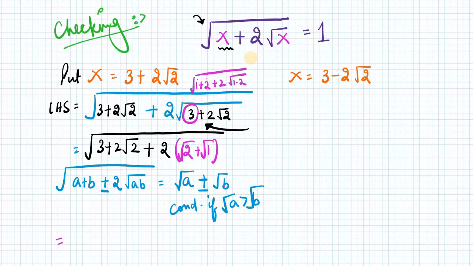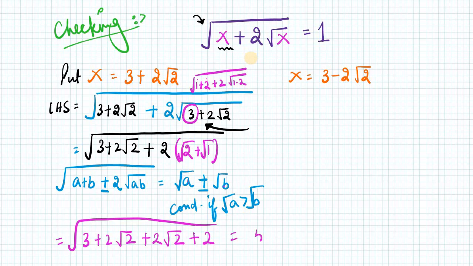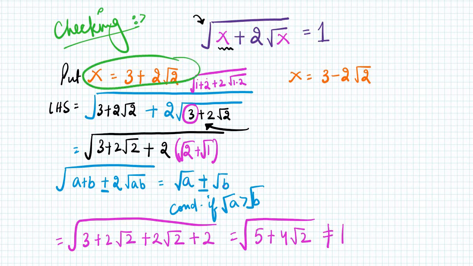Now 3 plus 2 root 2 plus 2 root 2 plus 2 whole square. This becomes 5 plus 4 root 2 whole square. Obviously this is not equal to 1, so now we got our extraneous root, it is this one. Still not leaving it. Let's check out this correct root.